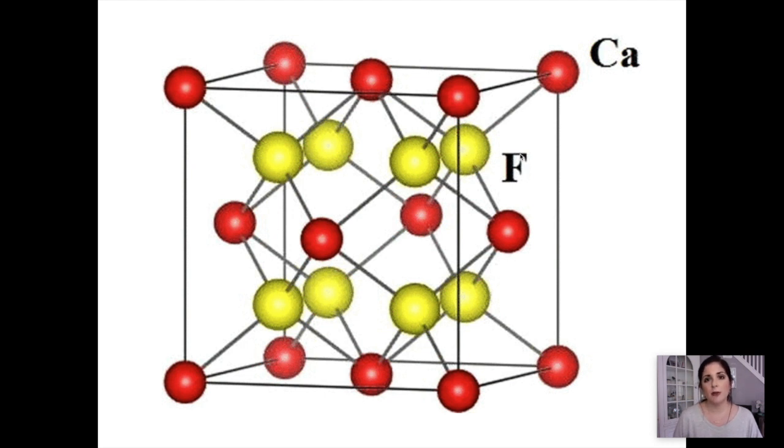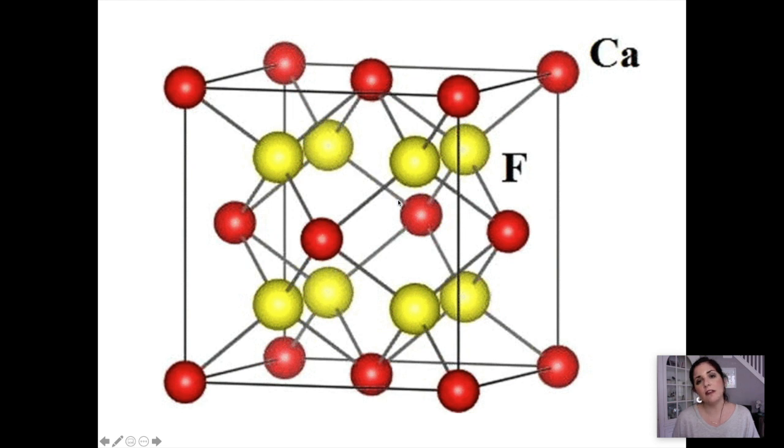Now, if you look in the packet that describes what you need to know for this unit, you don't need to know the types of ionic structures like this, but I just wanted to show you the difference between sodium chloride versus calcium fluoride, otherwise known as fluorite. So you notice that sodium chloride had more of that cubic structure. This one doesn't. This one has something totally different. And I don't remember the names of these because it is just a memorization topic.